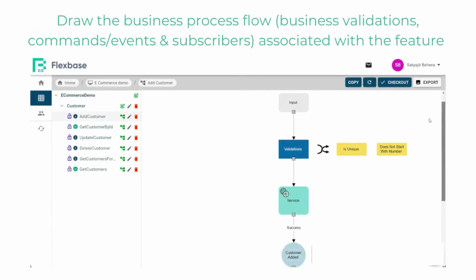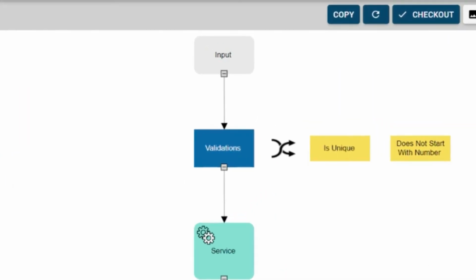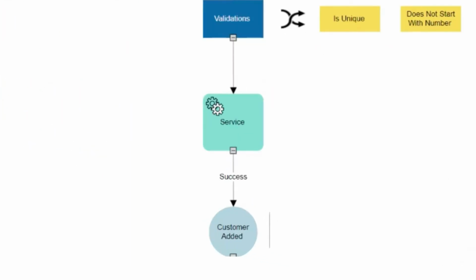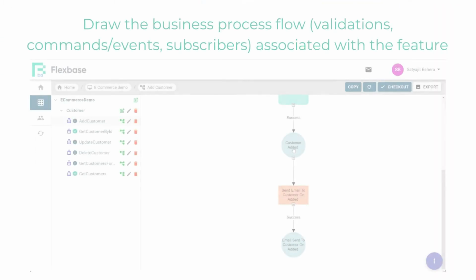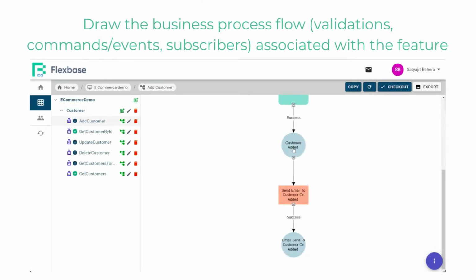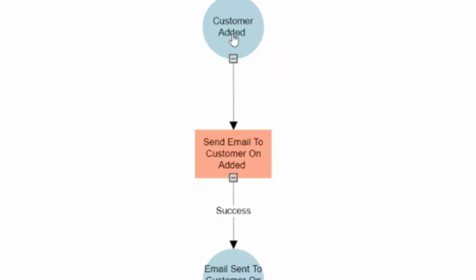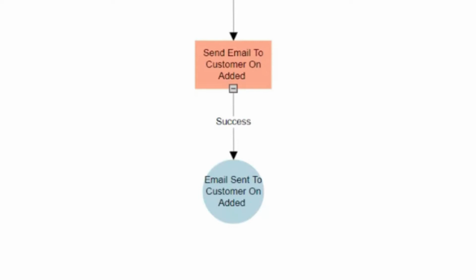Here, feature add customer has the following validations. Is the customer unique? Customer name doesn't start with a number. And command customer added is to be executed when the validations are cleared. The subscriber send email to customer on added is to be invoked when the command customer added is raised. The subscriber will raise an event when it has successfully sent the email.